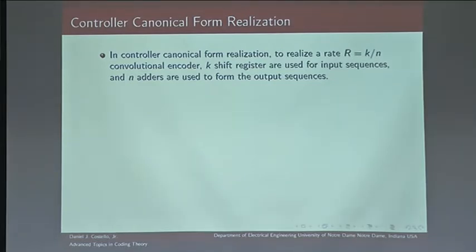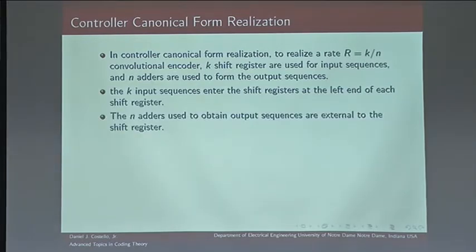Now, again, this gets into the relationship with linear system theory. I'm not going to spend much time on this. It's just something that we'll mention. There are some canonical forms for realizing generator matrices with rational function entries in terms of linear system theory. One is called a controller canonical form, and it uses k shift registers, 1 for each input sequence, and there are n adders, 1 for each output sequence, external to the shift register.